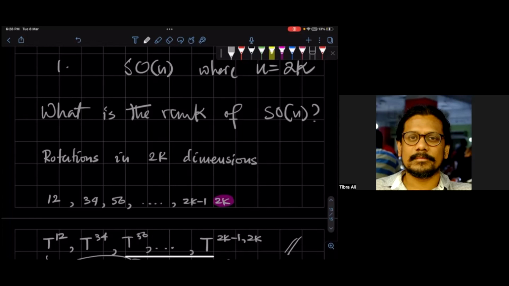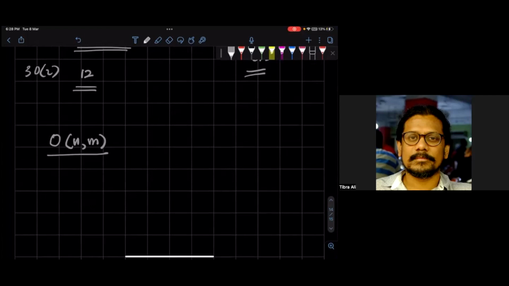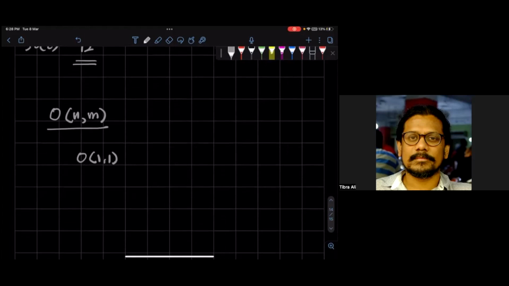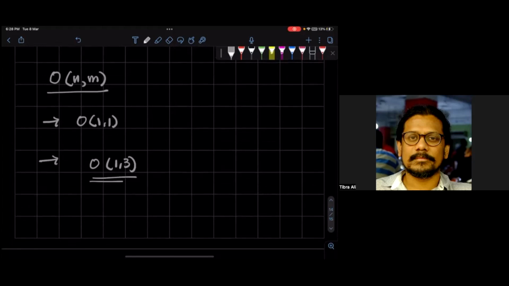Okay, so we are going to generalize the orthogonal group to O(N,N). Previously we saw that the Lorentz group in 2 dimensions was given by O(1,1), right? And in the tutorial, you were supposed to show that the Lorentz group in 3+1 dimensional space-time is O(1,3). So how are these groups defined?